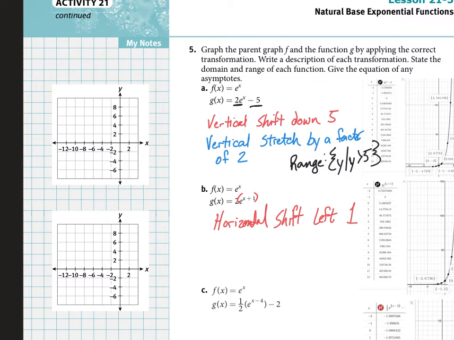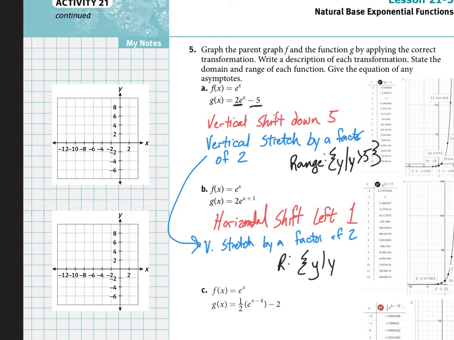Now if you'll notice, the first two, A and B, both have the 2e, so of course they're going to be the same behavior. So this is also going to be a vertical stretch by a factor of 2. Domain, all real numbers. The range, it did not get shifted up or down. So if it doesn't get shifted up or down, the range is going to stay exactly the same, which is y greater than 0.